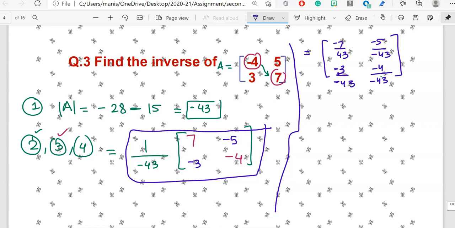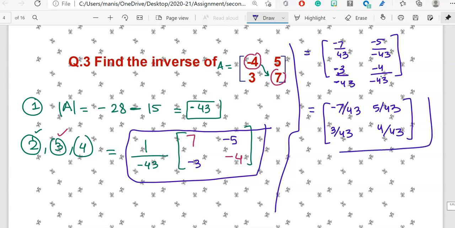You all know when I multiply 7 with this, 7 times 1 is 7, but since it's the negative denominator, it goes to the numerator. So my final answer will be negative 7 over 43, positive 5 over 43, 3 over 43, and 4 over 43. So this is my answer for this problem. So the inverse of this matrix, A inverse, is equal to this. That's the answer for this problem.